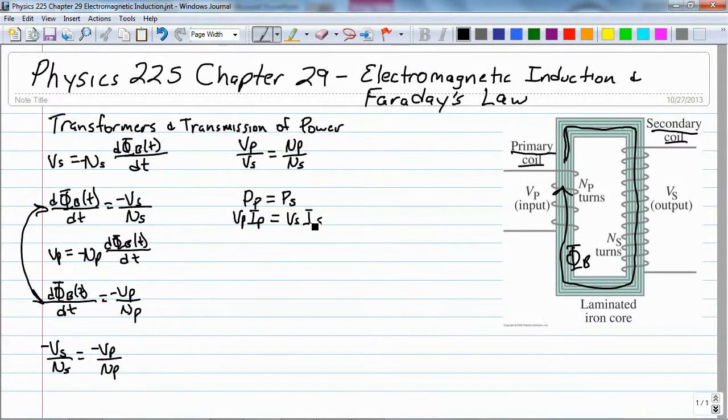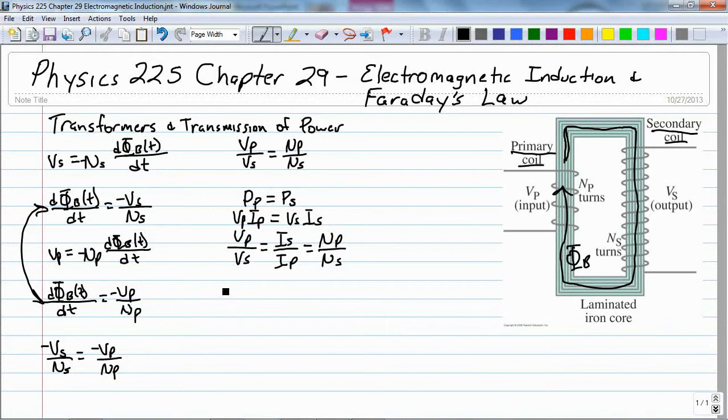and if I change my multiplication here into ratios, I have Vp over Vs is equal to Is over Ip. So when I do the cross products, I still have the same thing, but Vp over Vs is Np over Ns. So notice that the potential in the primary is correlated with the number of turns in the primary, but the current in the secondary is related to the number of turns in the primary. And the same for the denominators. The voltage of the secondary is related to the number of turns in the secondary, but the current in the primary is related to the number of turns in the secondary.